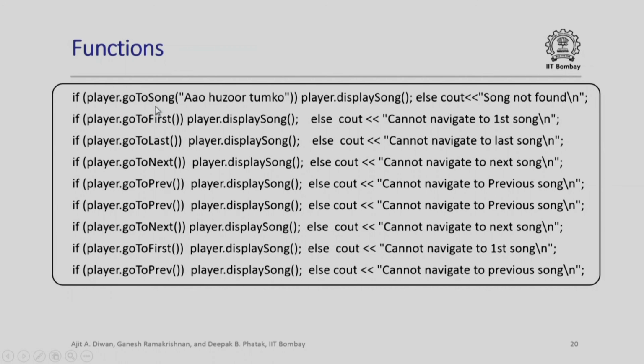Go to song. Now, if we are able to go to that song, the display function will display that. Similarly, go to first, go to last, go to next, go to previous again, go to next, go to first, go to previous. All of these are executed depending upon whether that particular action is possible or not. You will get an appropriate message, either the song will be displayed or an error message will be displayed.